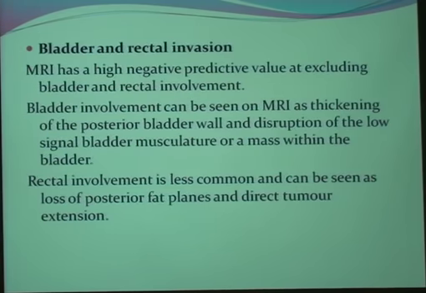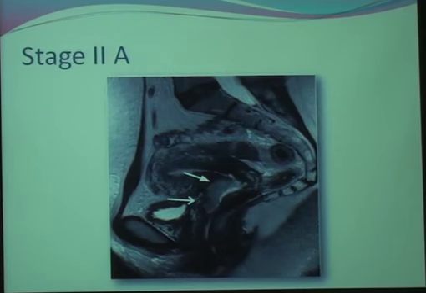Bladder and rectal invasion. MRI again has a high negative predictive value in excluding bladder and rectal involvement. Bladder involvement can be seen as thickening of the posterior bladder wall with disruption of the low signal bladder musculature, or a mass within the bladder itself, and rectal involvement can be seen as loss of the posterior fat and direct tumor extension.